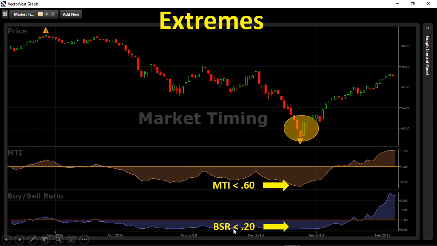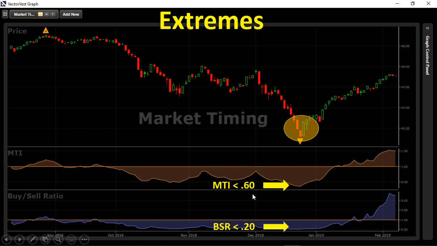We give a buy, a sell, and a hold rating for every stock in our database. We look at the relationship between buys to sells. It's a very important indicator in our program. Buy to sell ratio below 0.20. I'll just tell you, there are 5 sell ratings to every 1 buy. Very oversold market, very bearish environment.